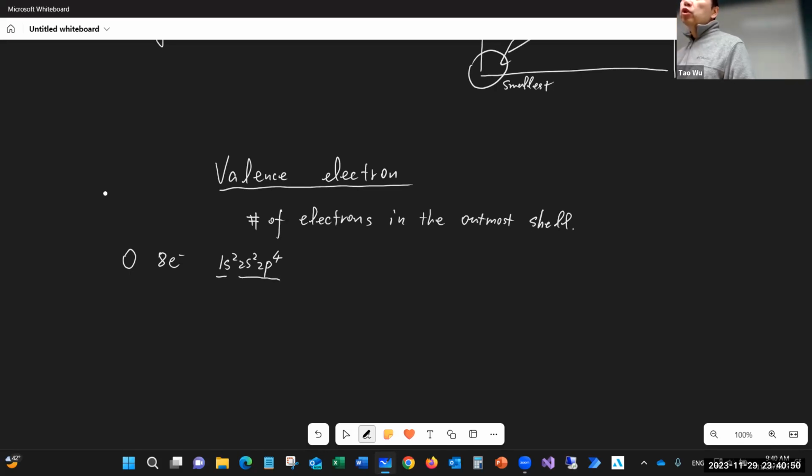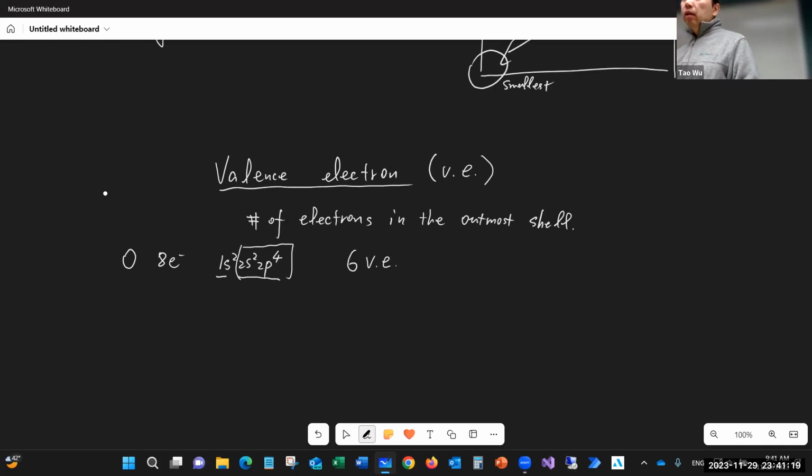So you're talking about the shell. They have 2 shells, right? The outermost shell is the second shell. So the number of electrons in the second shell is the valence electron. This has 6 electrons in the outermost shell, so the valence electron count for oxygen is 6.